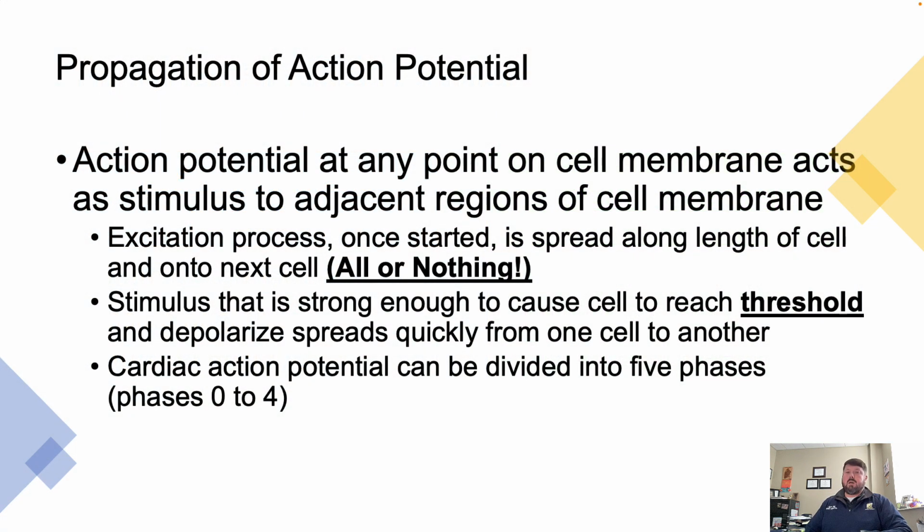So, as a quick review, the action potential at any point on the cell membrane acts as a stimulant to adjacent regions of the cell membrane. So once the cell membrane starts to create an action potential, the whole cell membrane is going to receive that stimulus and it's all going to contract. A stimulus that is strong enough to cause the cell to reach that threshold and depolarize spreads quickly from one cell to another. And in the next lecture, we're going to talk about the cardiac action potential and how it is divided into 5 phases.